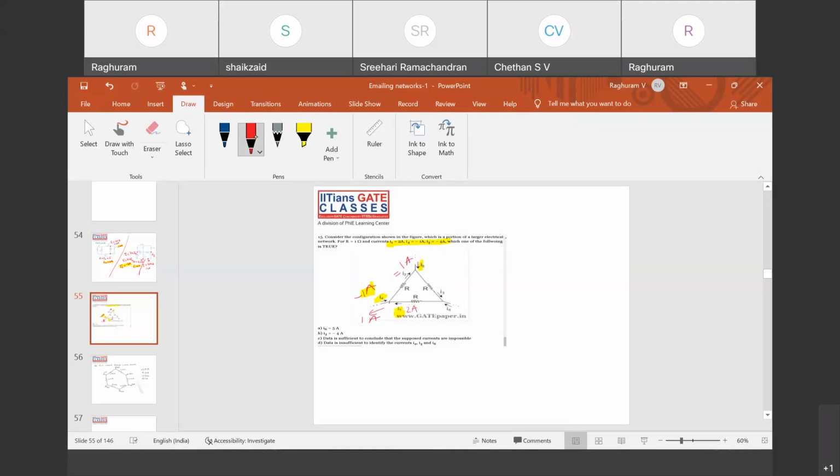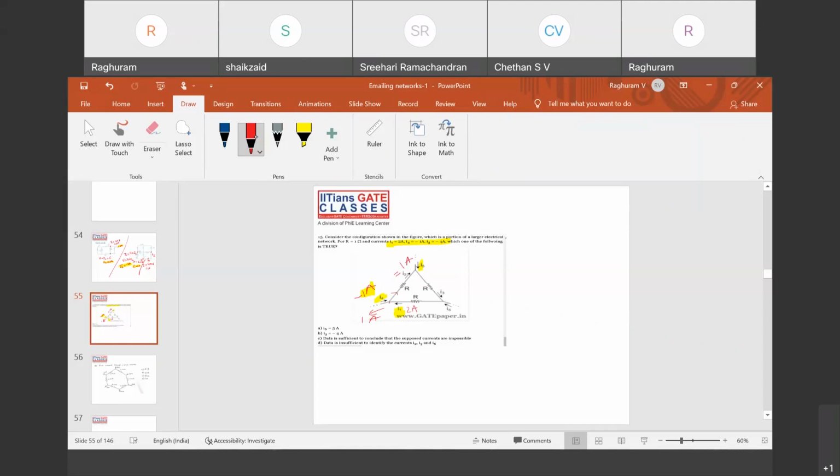I'm directly writing without applying the KCL because this is simple, right? For the first question, I have shown you with KCLs. Now you can directly think this way. 2 amps is coming this side, 1 amp is going here. So the other 1 amp should go this way. That is, I2 is 1 ampere.